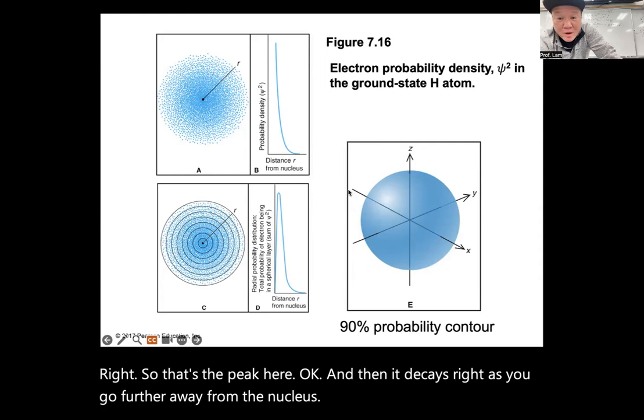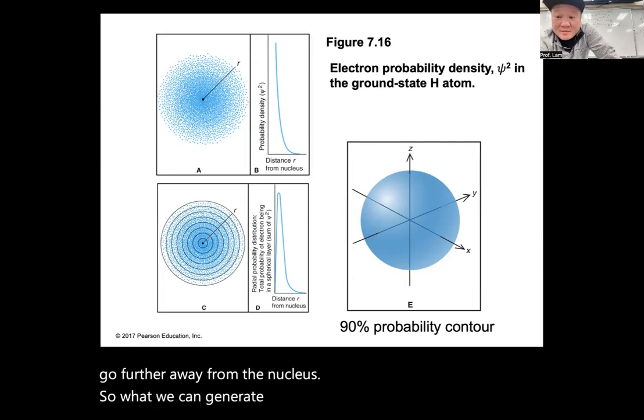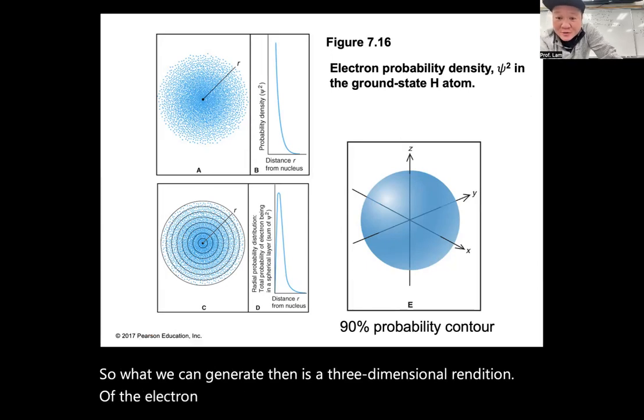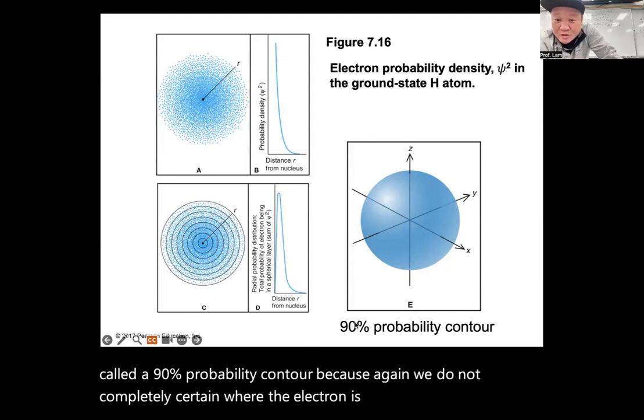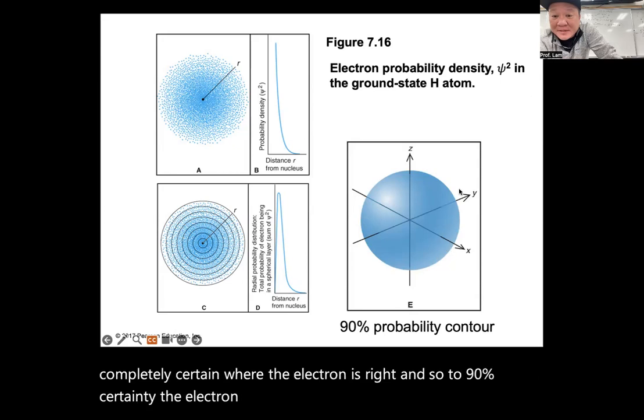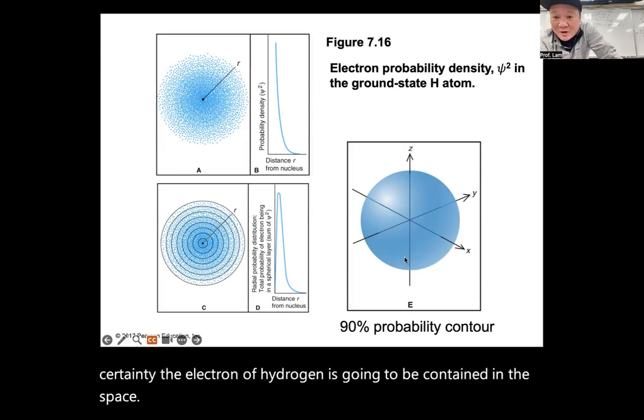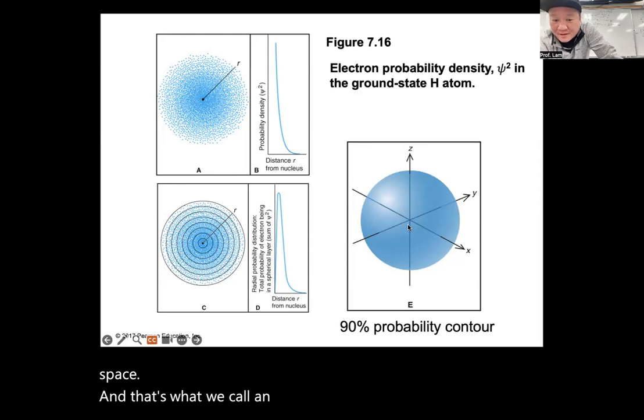So what we can generate then is a three-dimensional rendition of the electron density. So this is what you would see here. And it's called a 90% probability contour because, again, we're not completely certain where the electron is, right? And so to 90% certainty, the electron of hydrogen is going to be contained in the space, okay? And that's what we call an orbital. Okay, so you may have heard of that term before.